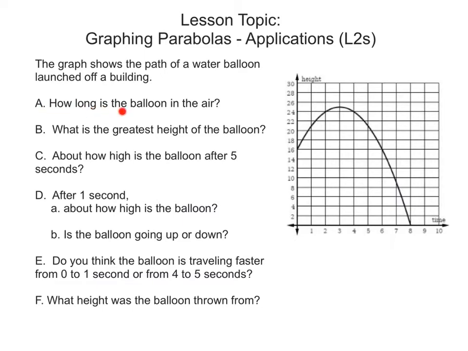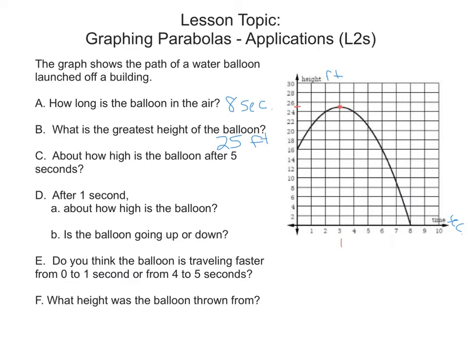So the first question says, how long is the balloon in the air? All right, well, the balloon is in the air from here to here, which means it goes from 0 seconds to 8 seconds. So the answer there is 8 seconds. What is the greatest height of the balloon? Well, the height of the balloon reaches this point right here, and that's after 3 seconds. But what is that height? Well, that height is right in between 24 and 26 here, so 25 feet. And the height here is in feet, and the time is in seconds, and I didn't tell you that, sorry.